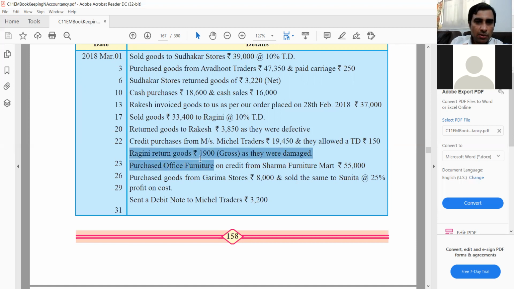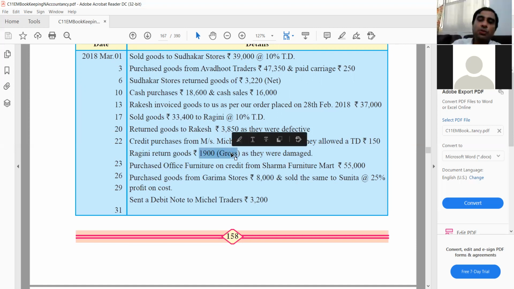Ragini returned goods worth 1,900 gross. Now they are writing the word gross. It means you have to calculate trade discount and record the net amount. So on 22nd, Ragini returned goods, means she returned them to us.